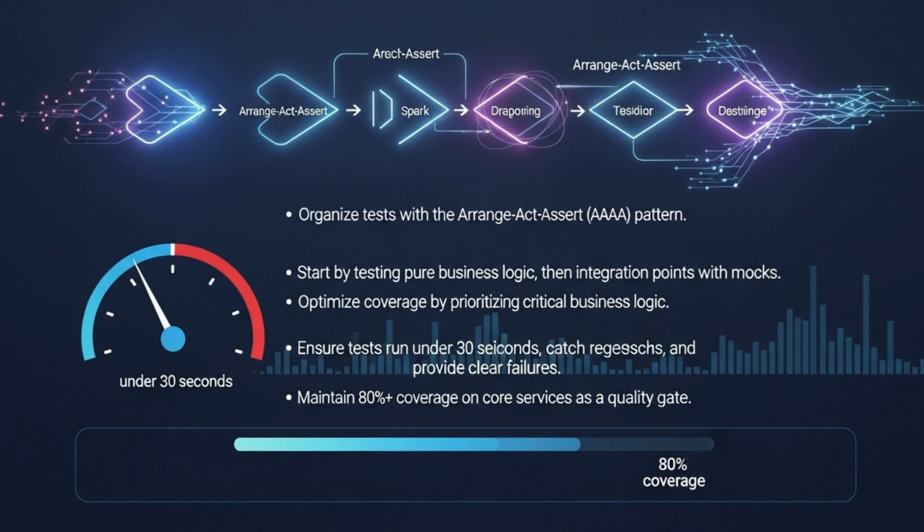Finally, coverage optimization involves using those coverage reports to identify any untested code paths, prioritize adding tests for critical business logic over less vital utility functions. And our quality gates ensure continuous excellence. Your entire test suite should run in under 30 seconds for rapid feedback, automatically catch regressions, provide clear failure messages, and consistently maintain 80% or more coverage on your core services. These gates are non-negotiable for production readiness.